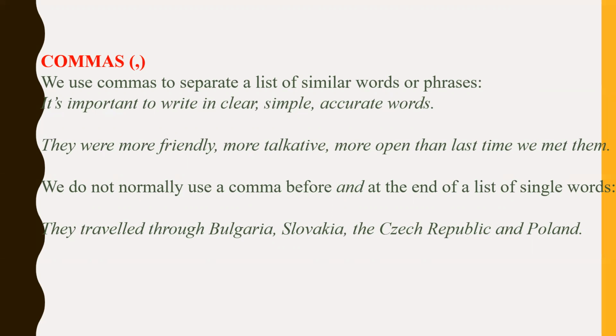For example, milk, fruit, dal, paper and rice. After paper, you will not have a comma. So before and, you will not use a comma. We do not normally use a comma before and at the end of a list of single words. For example, they travel through Bulgaria, Slovakia, Czech Republic and Poland. See, after Czech Republic, you didn't have a comma. Okay, next.